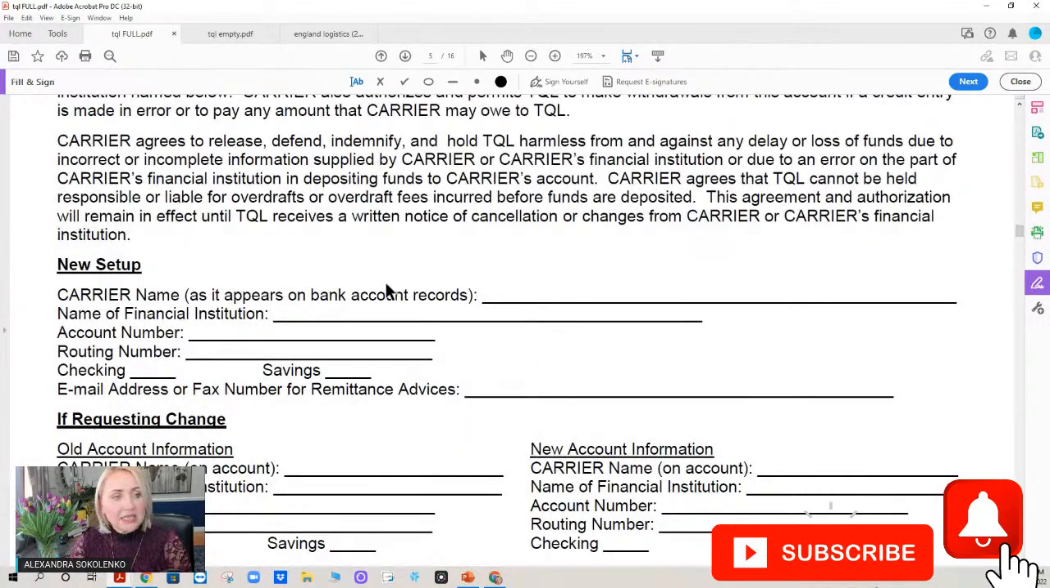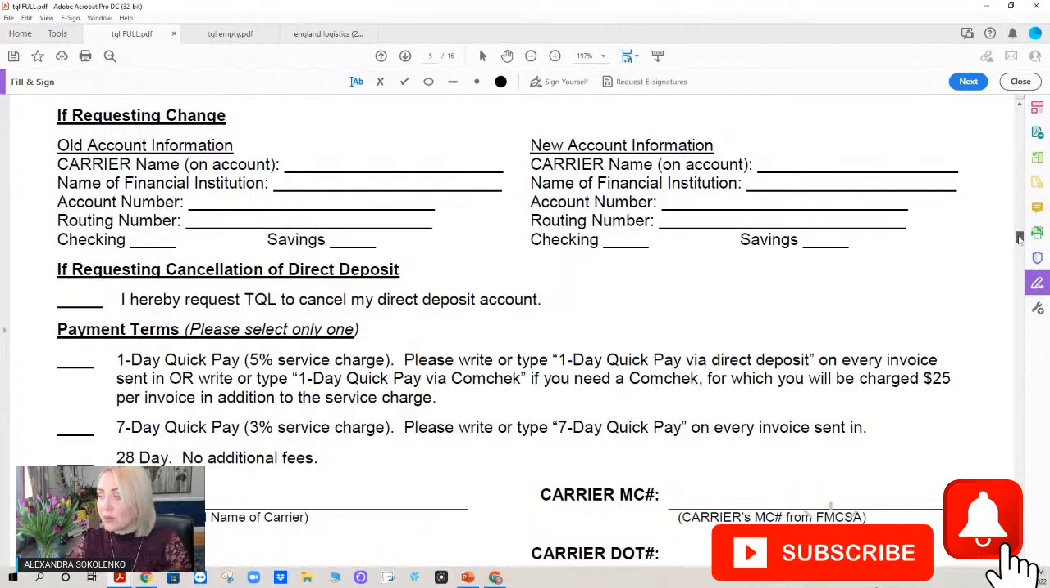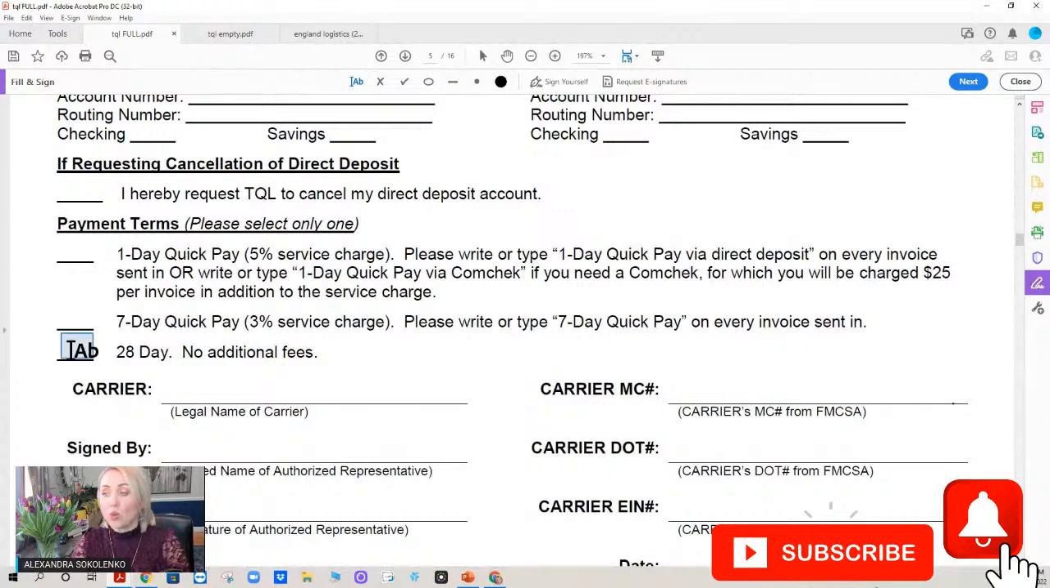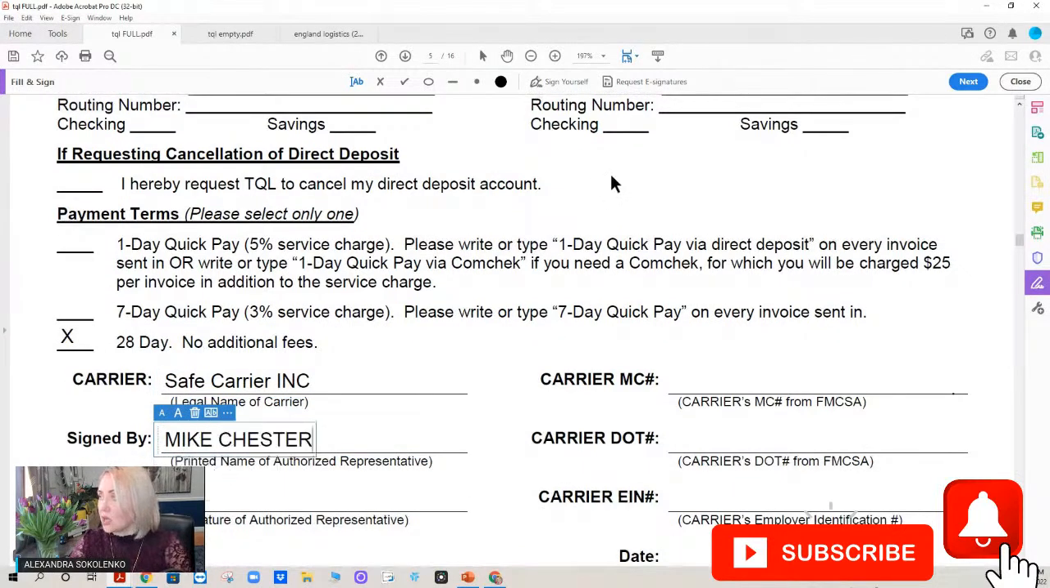What is this? If you don't have a factoring company, you will need to fill out this information for your carrier, where his account is, if you are changing an account. So this has something to do with invoicing, how they get paid. Again, in this case, we already know we have factoring. We're still going to choose 28 days, no additional fees. And we're going to repeat all the stuff we've been doing, right? Signed by whom? Signed by Mike Chester. We're going to repeat, guys.